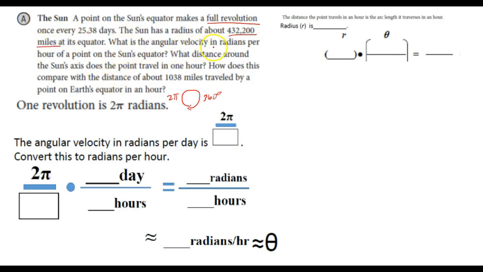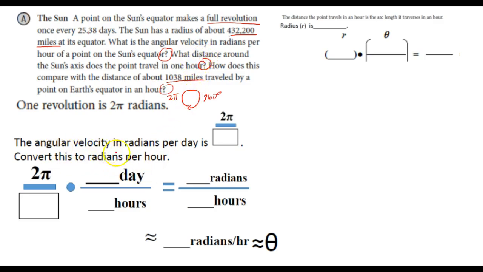What is the angular velocity in radians per hour of a point on the equator? What is the distance around the sun's axis the point travels in 1 hour? And how does this compare to the distance of 1,038 miles traveled by the point on the Earth's equator in 1 hour? So a lot of stuff. There's 3 questions we have to answer. Okay, let's start with the first one.